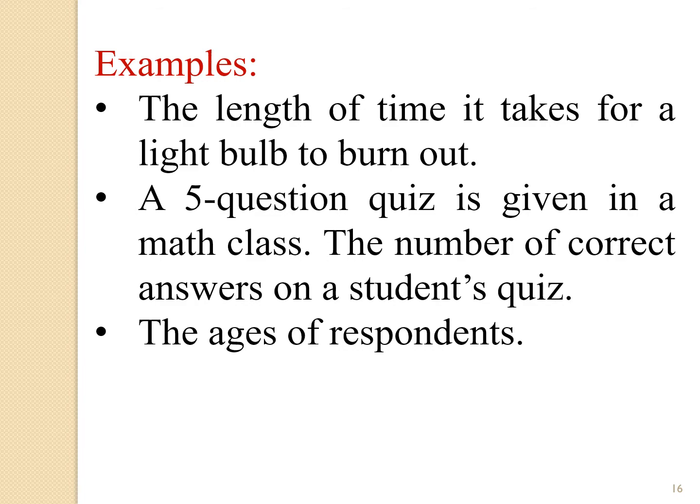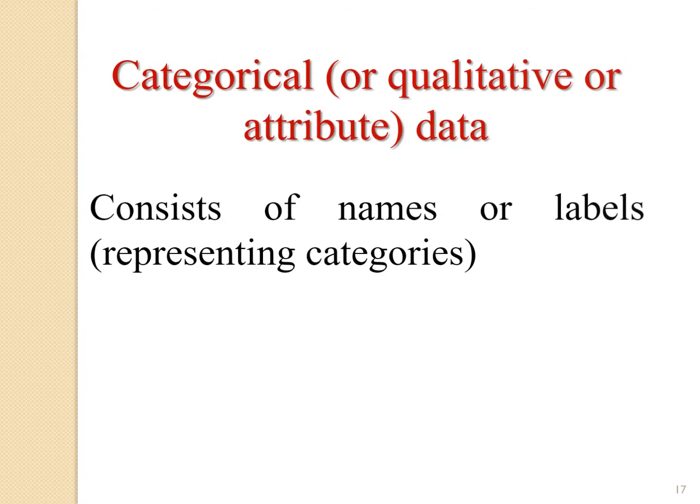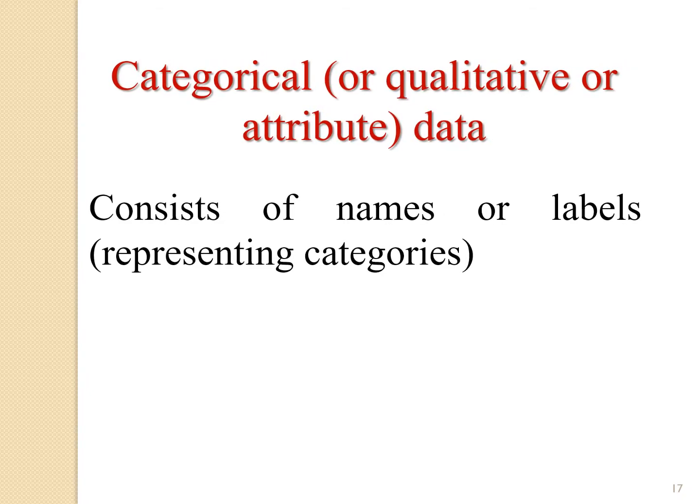Next we are going to discuss qualitative data. Qualitative data, also called attribute data or categorical data, consists of names or labels representing categories. In this case, the values are not numerical, just different categories. That means this is qualitative, not quantitative.